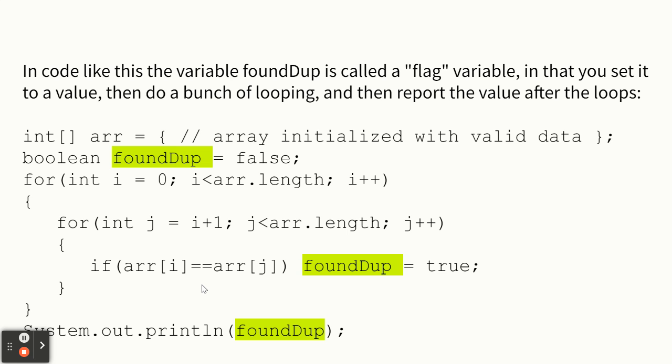I think I've said this before early in the year, but in code like this, the found dupe variable, we call it a flag variable because you set it to something at the beginning of a process, you do a big process, and then you can check that value at the end. It's like a flag, like you raise a flag on a penalty in football, or, anyway, I can't think of a better example.